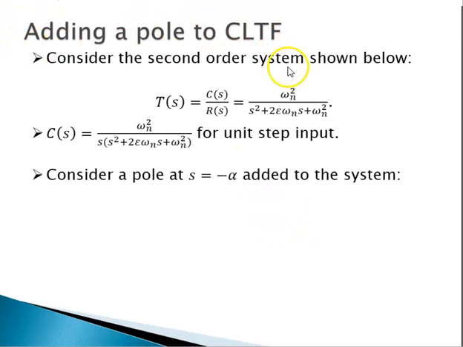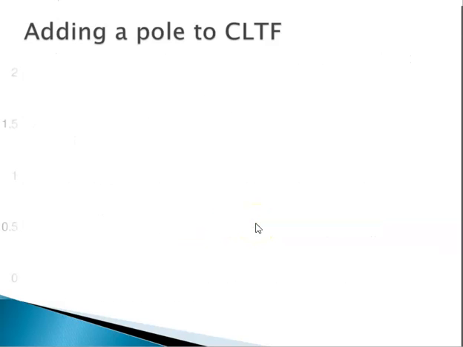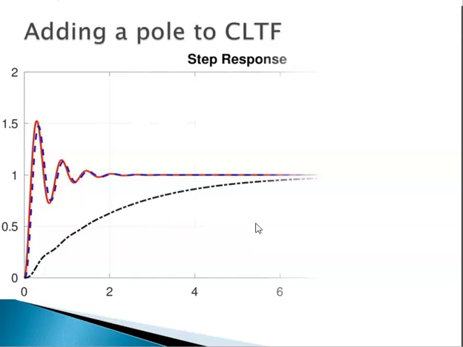Adding a pole to the CLTF, you can investigate in the same way. This is the original transfer function with the original output, and then you add a pole at s equal to -alpha. So the new output of the closed loop transfer function, you need to clearly pay notice to the heading here. We are talking about closed loop transfer function. We are adding a new pole. A pole is in the denominator. Okay, we'll try to plot the same and see.